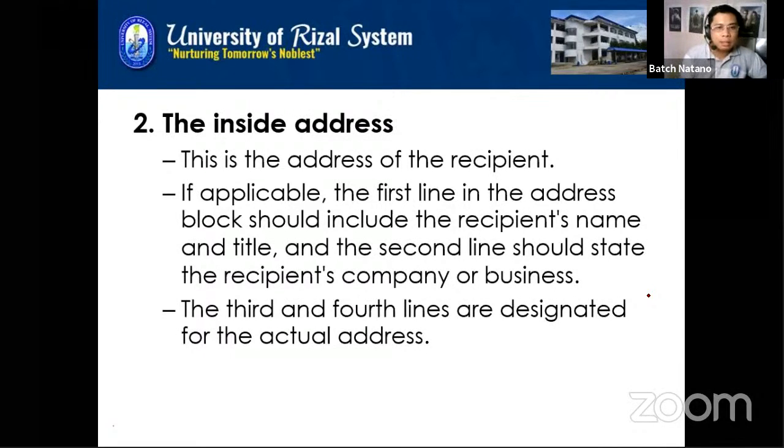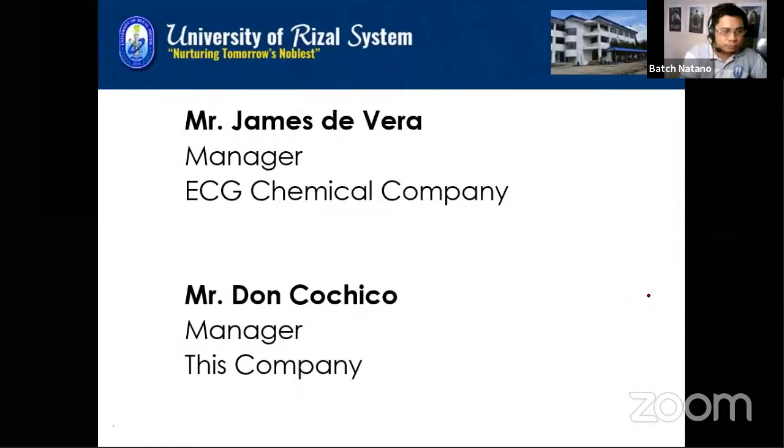Okay? So again, if you know the name of the person whom you will be writing to, then reflect the name. If you do not know the name, but you know the position of the person who will be receiving the letter, then you have to indicate that in your letter. Okay? The third and fourth lines are designated for the actual address. For example, Mr. James De Vera, he is the manager of the ECG Chemical Company. And then you can specify here the complete address.